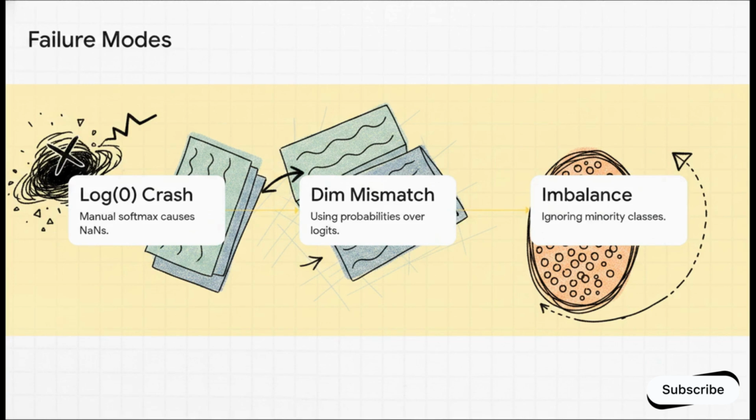Step 2 is the double softmax. If you accidentally pass probabilities instead of raw linear logits into PyTorch's function, it completely squashes your gradients. And step 3 is class imbalance, where a model basically ignores minority classes just to cheat a low cross-entropy score. That's when you have to step in and use weighted penalties.